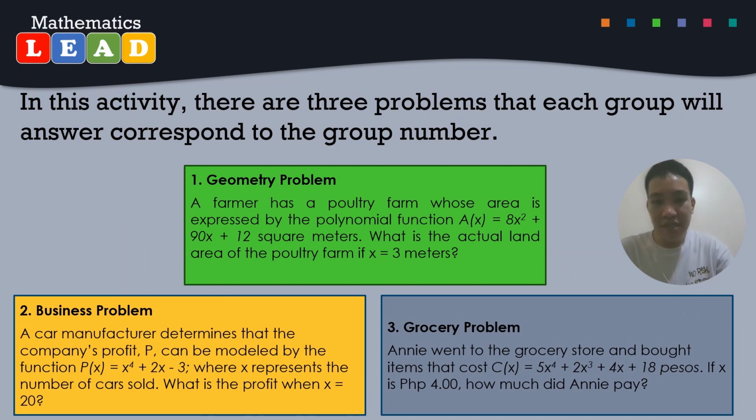In this activity, there are 3 group problems that each group will answer corresponding to their group number. First, the geometry problem. Second, the business problem. And third, the grocery problem. Your teacher will group you into 3 groups. Is that clear? And I will give you 10 minutes to solve it. Alright.